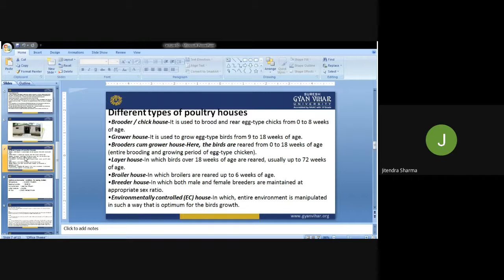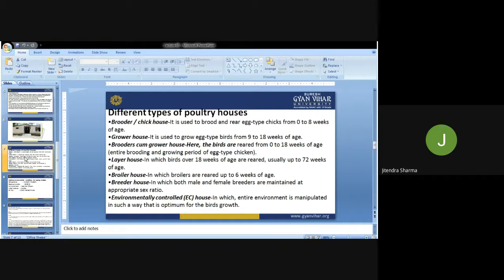That is the time, up to 15 to 18 months, that we keep these birds, because the prolificacy, or egg laying capacity, is up to that point, and after that the laying capacity of the birds declines. That's why we send them out of the poultry farm, and we can consume them as chicken.